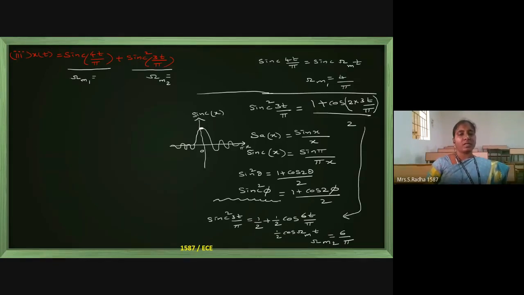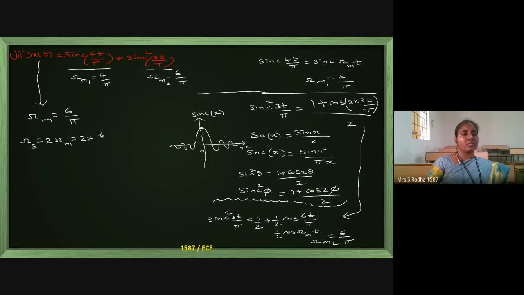And here I am giving a separation. From the first term we got 4 by pi. From the second term we got 6 by pi. So the maximum frequency for the given x of t, omega m, is the maximum of these two, so it is 6 by pi. If we go with the Nyquist rate, it is 2 times omega m, which is 2 into 6 by pi, that is 12 divided by pi. Similarly, time is the inverse of frequency, and that is pi by 12 seconds.